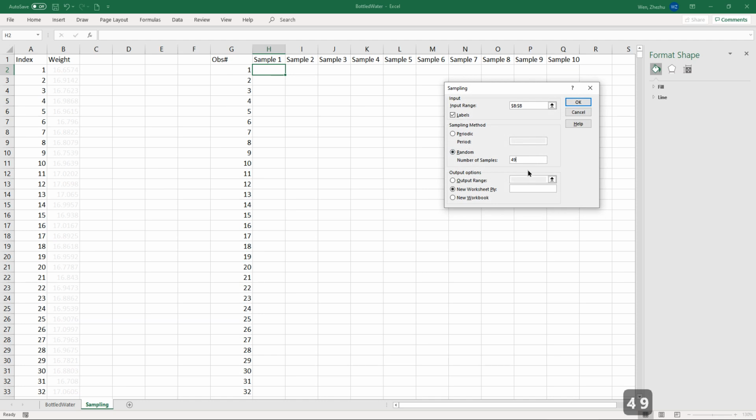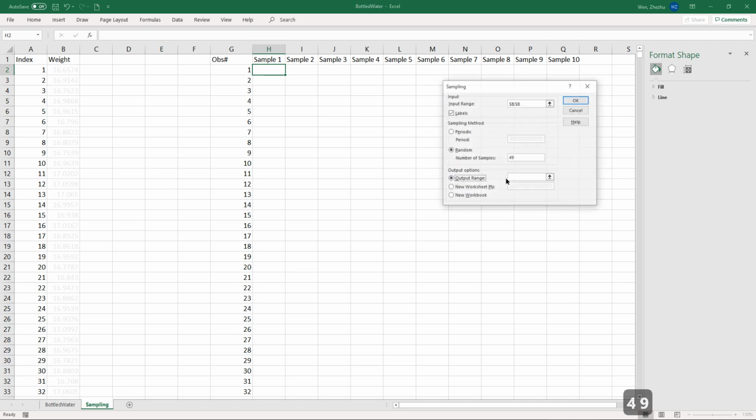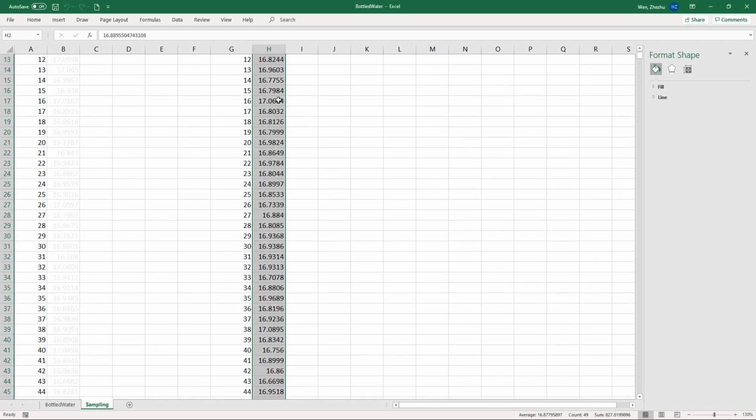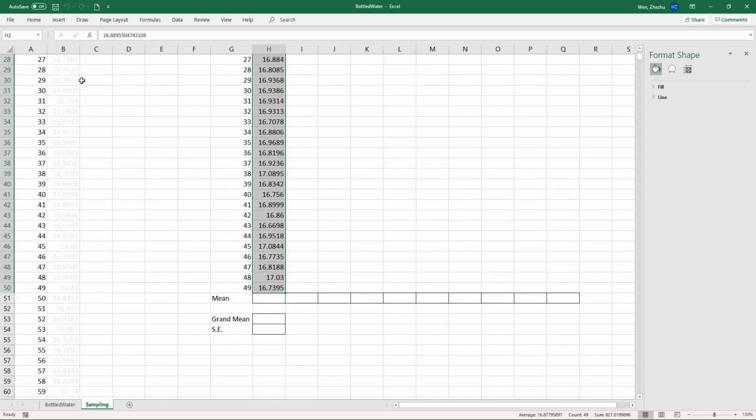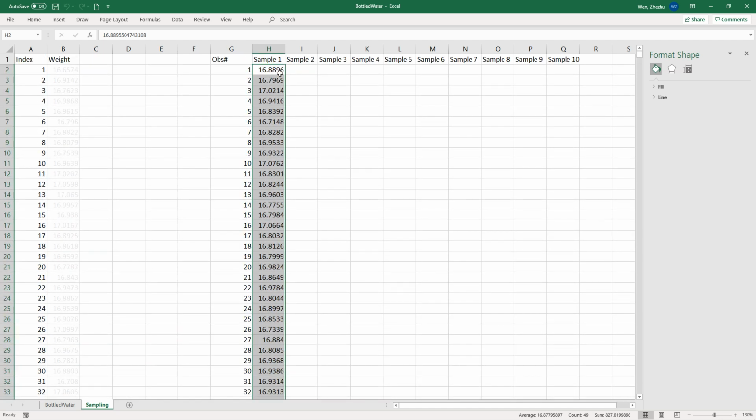49 is something provided, okay? And the output range is going to be here, H2. You click OK, and it will randomly select 49 observations out of that 5,000 and present them in this particular column. You need to repeat this 10 times so that you have 10 different samples listed here.